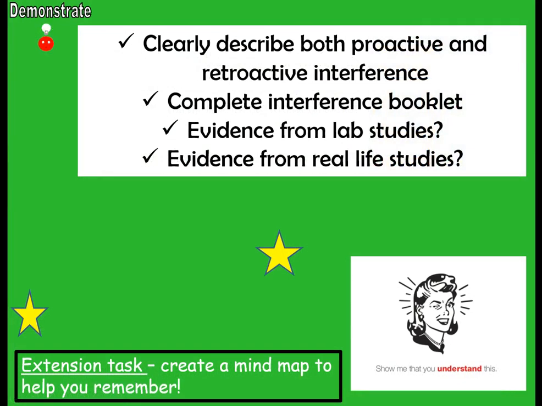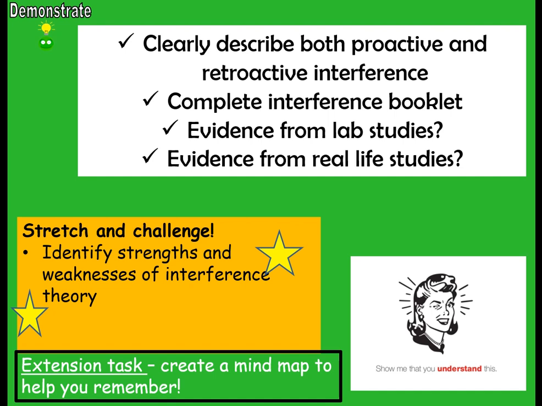Okay. Can you clearly describe both proactive and retroactive interference? I've put complete interference booklet, but can you complete any of the key terms in the booklet? Can you read the pages from the textbook? And can you start to have a look at any evidence from lab studies and any evidence from real life studies? Start to think about the strengths and weaknesses of interference theory, and that's what the next session will be on. As always, please message with any questions.